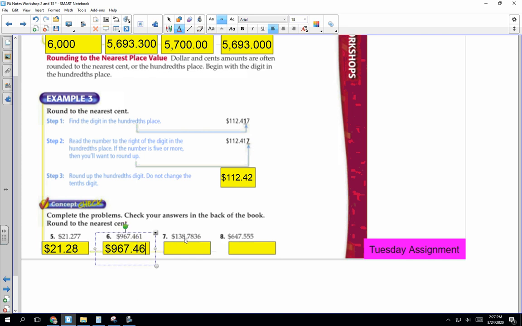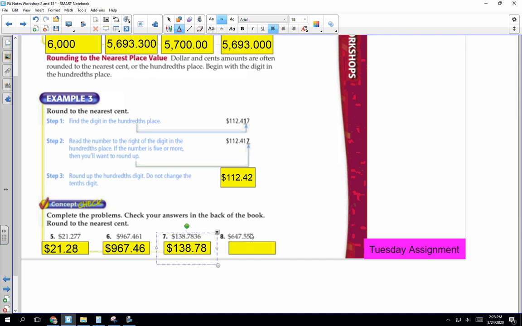Okay, $138.78. We're going to round to this 8. The number to the right of it is less than 5, so it's 4 or less. So this will stay an 8. So we put the dollar sign, 138.78.